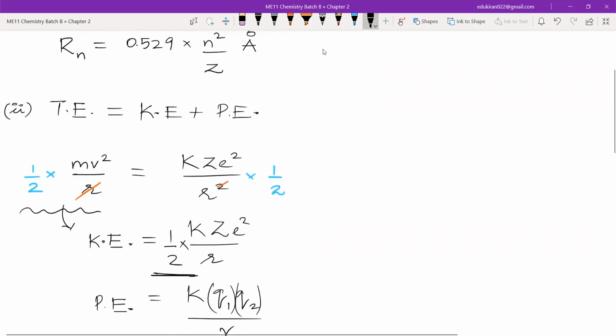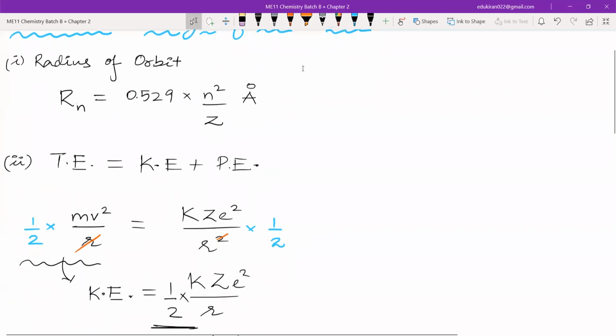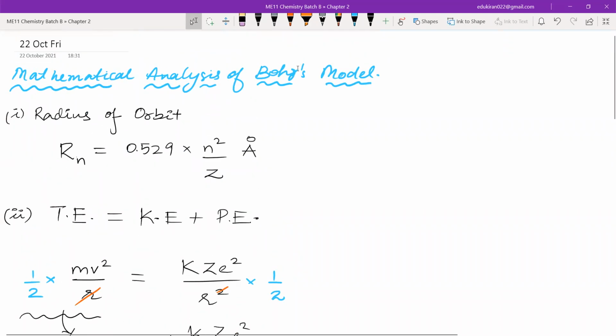So first start writing from here, those who have not written. We will use the total energy of an electron that is present in Bohr orbit, and from there, we will conclude a few points. That is why I needed this total energy.